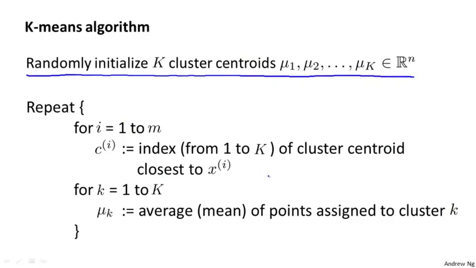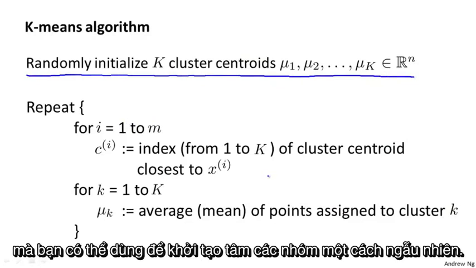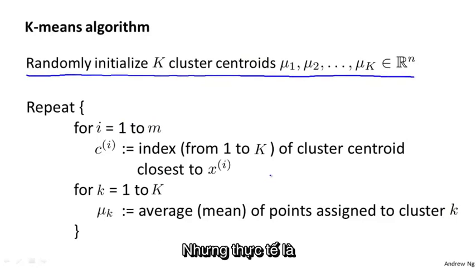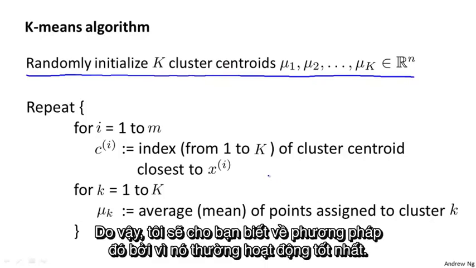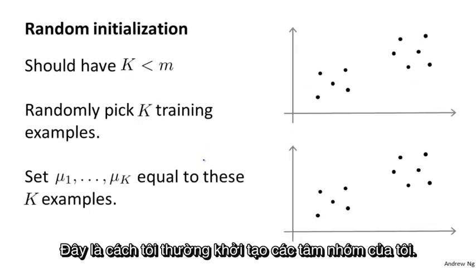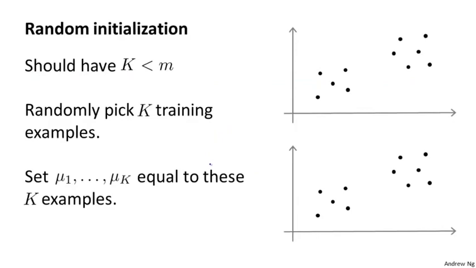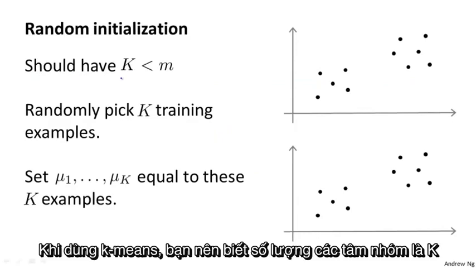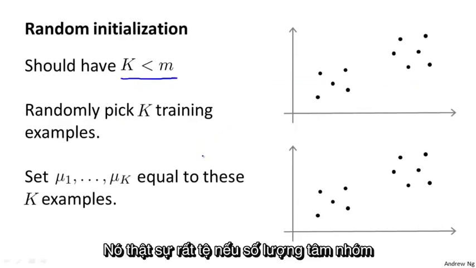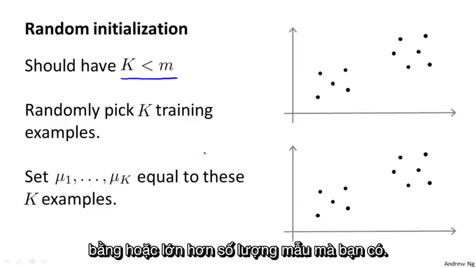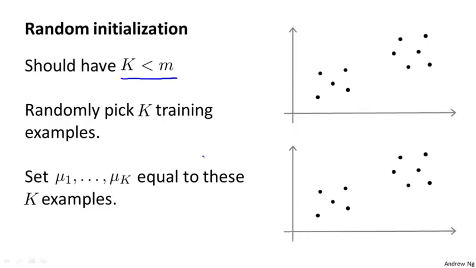There are a few different ways that one could imagine using to randomly initialize the cluster centroids, but it turns out that there's one method that's much more recommended than most of the other options one might think about. So let me tell you about that option, since it's what often seems to work best. Here's how I usually initialize my cluster centroids. When running k-means, you should have the number of cluster centroids k set to be less than the number of training examples m. It would be really weird to run k-means with a number of cluster centroids that's equal or greater than the number of examples you have, right?